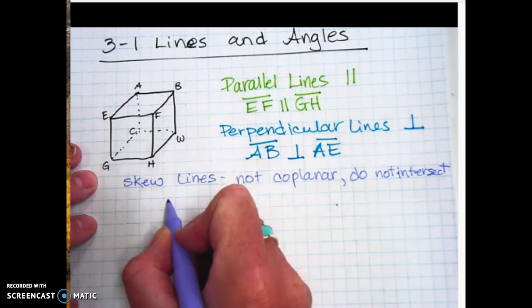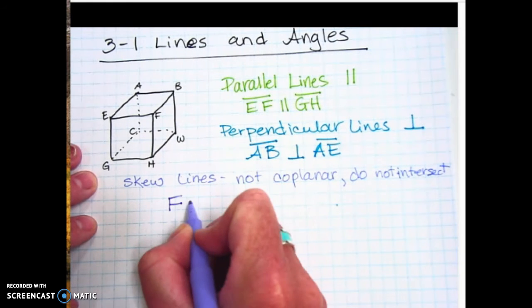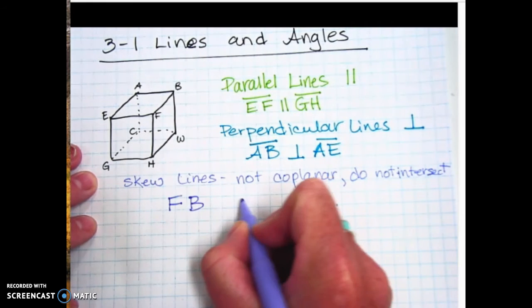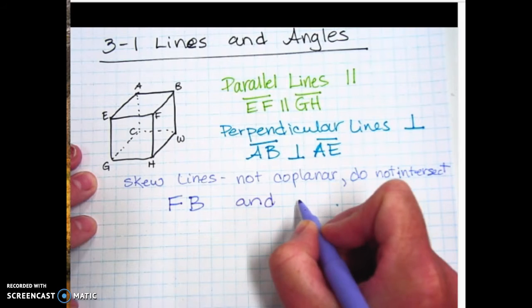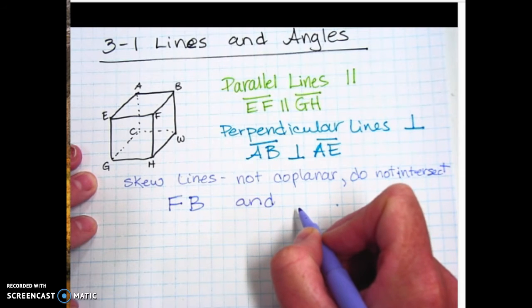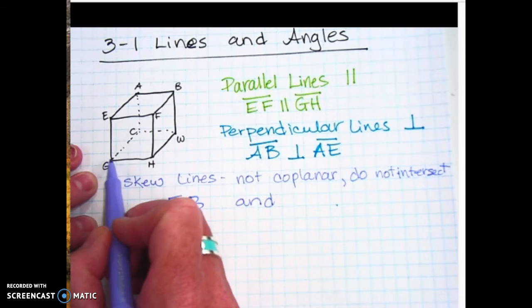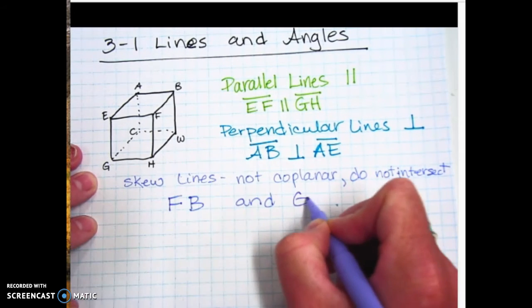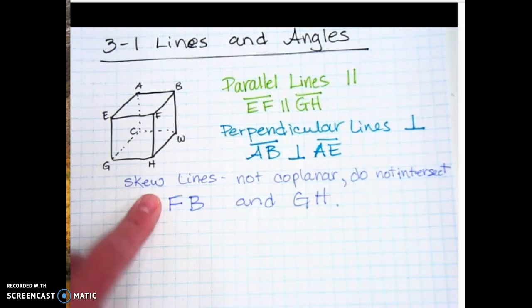Okay, so let's say that FB and GH are skew.